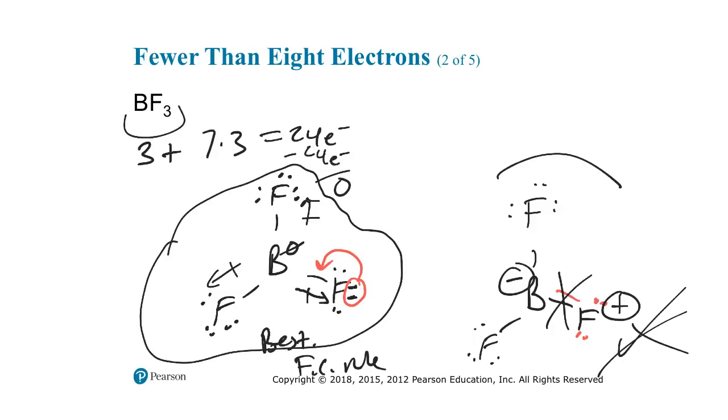This is the Lewis structure that satisfies the octet rule. And we'll see a couple examples a little bit later where we actually want to satisfy the octet rule and not the formal charge rule. We'll try to explain why that's the case later.